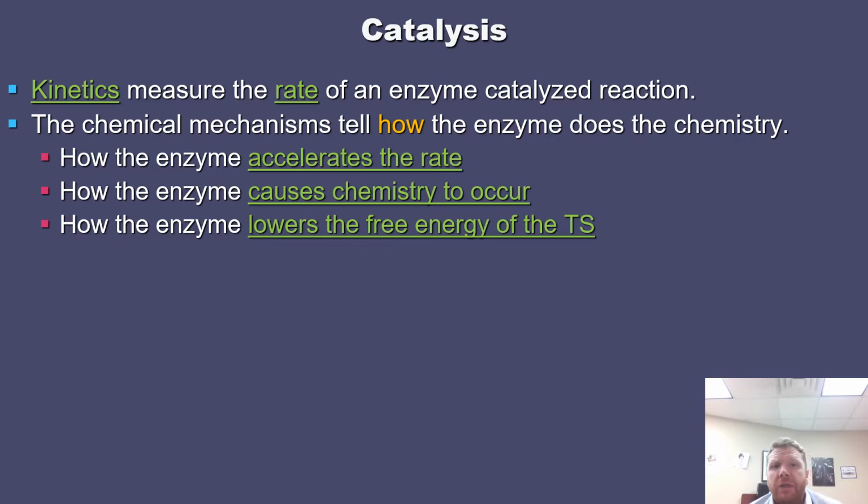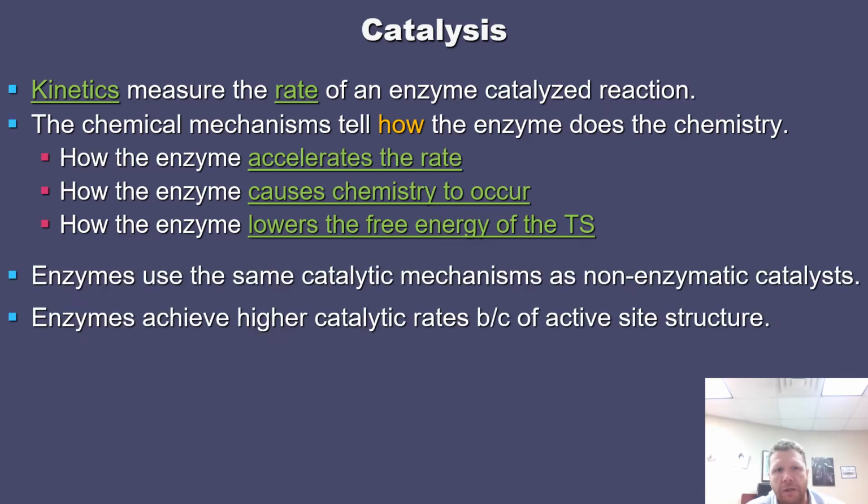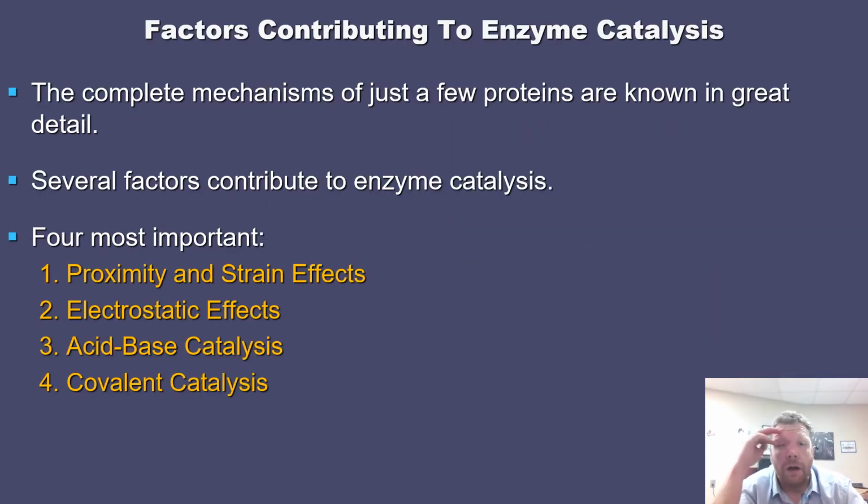The chemical mechanisms tell how the enzyme actually does the chemistry. So how the enzyme accelerates the rate, how the enzyme causes chemistry to occur, and how the enzyme lowers the free energy of the transition state. Enzymes use the same catalytic mechanism as non-mechanistic catalysts. Enzymes achieve higher catalytic rates because of active site structure. So what are the amino acids that compose that active site? Is a key part of the rate.